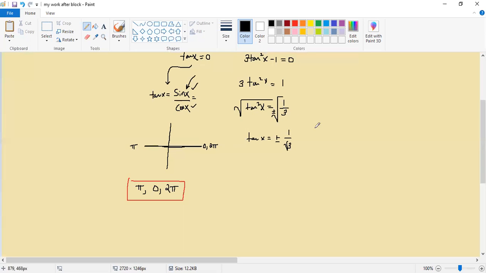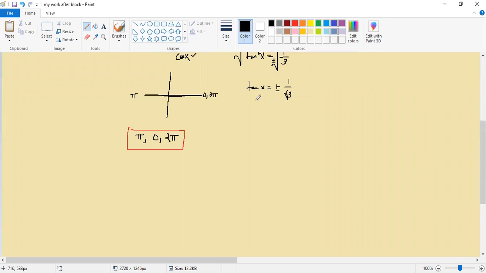But we're ultimately looking for, again, two things, where the tangent of x equals plus 1 over under root 3 and minus 1 over under root 3. So this itself will reap different conclusions here, but they are all nonetheless a part of the conclusion as a whole.